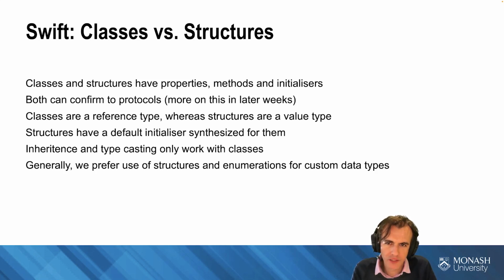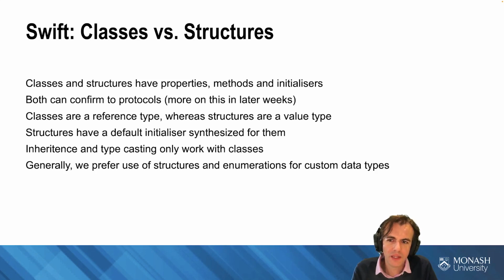Swift has both classes and structures, and they're very similar to each other. Both of them can have properties, methods, and initializers, and both can conform to protocols, and that will make more sense when we talk next week. The difference is that classes are a reference type and structures are a value type.